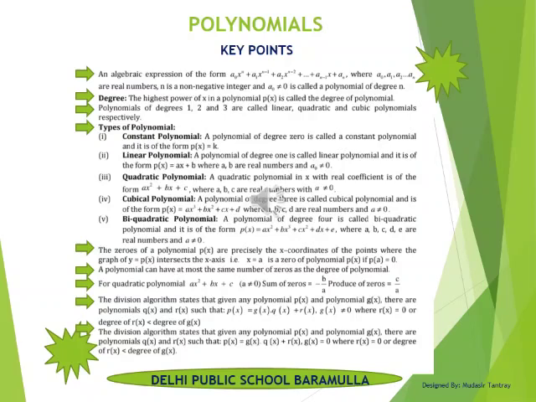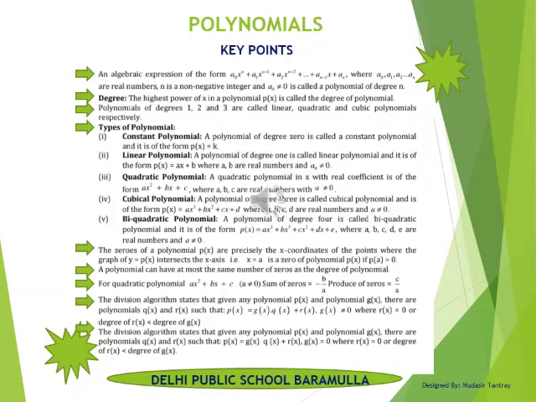Biquadratic polynomial. A polynomial of degree 4 is called a biquadratic polynomial, and it is in the form p(x) = ax^4 + bx^3 + cx^2 + dx + e, where a, b, c, d, e are real numbers and a should not be equal to 0.